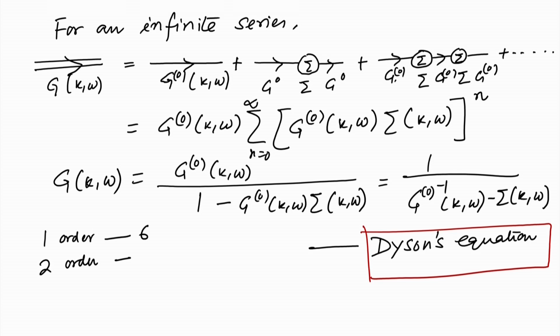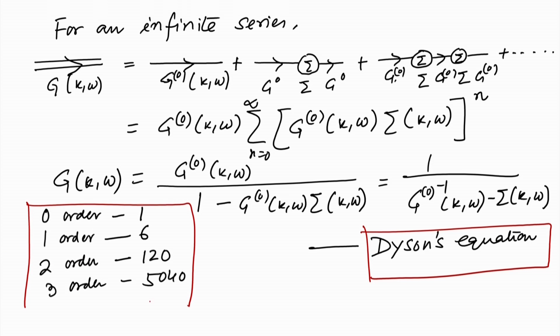If I remember it correctly, going from the 0th order up: at 0th order there is 1 term, at first order there are 6 terms, at second order there are 120 terms, and at third order there are 5040 terms. So, this is the magnitude of the problem that we otherwise need to work out.